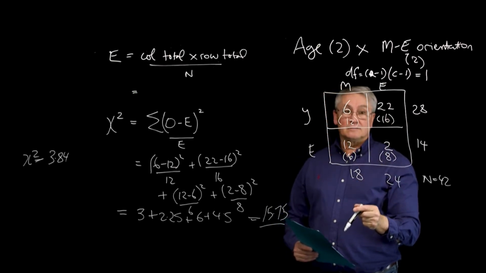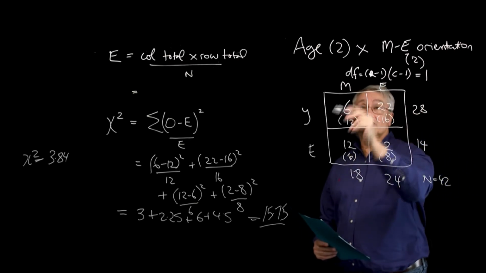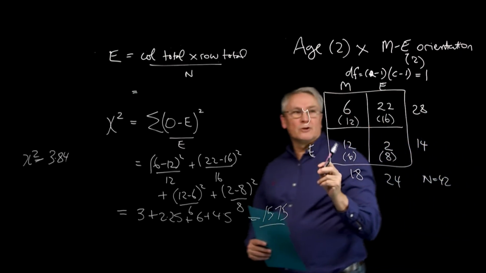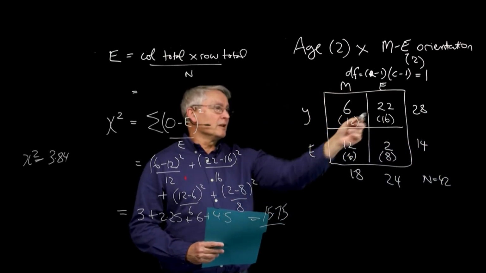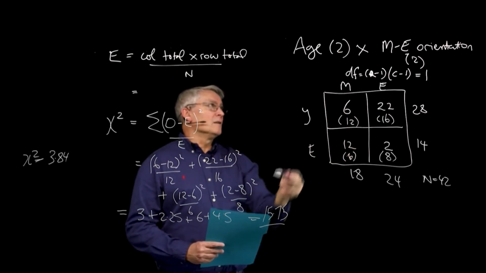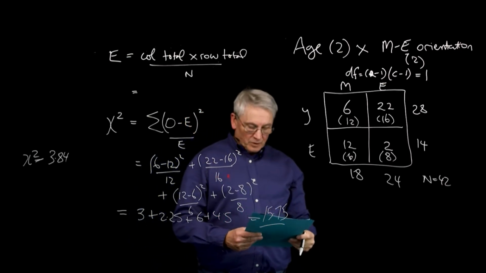So our value is much larger than the one that is expected by chance, given a chance distribution of these cell frequencies dependent on these marginal totals. Therefore, there is a significant association, which is pretty evident from our cell frequencies. If we look at our cell frequencies, it's more likely for the young adults to be evening, and more likely for the elderly adults to be morning. So the morning-evening orientation varies as a function of the age of the respondent.